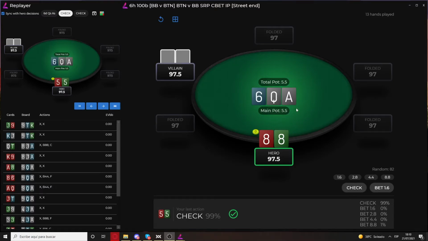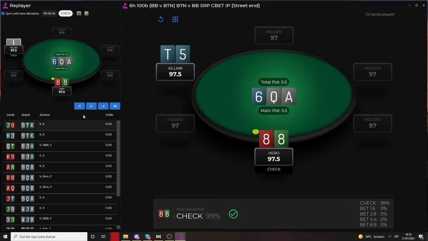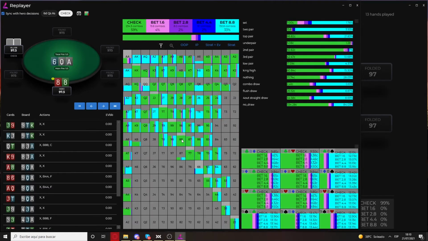So this 1/8 here, pretty low frequency. Again, we're going to be betting maybe 40-50% of the time on this board overall. 8s is definitely going to be lower than that, and I pretty much think it's going to be a pure check as well. You're not really getting anything from betting. Indeed, it's a pure check.